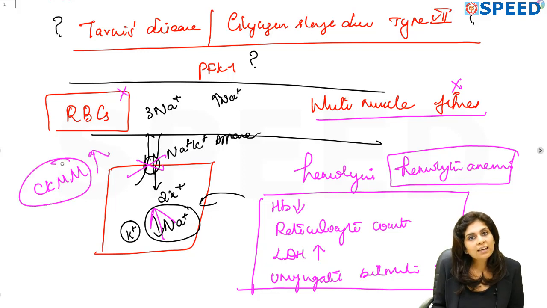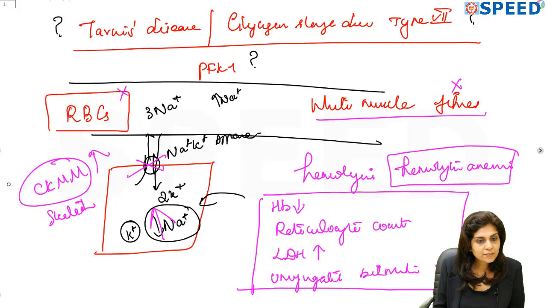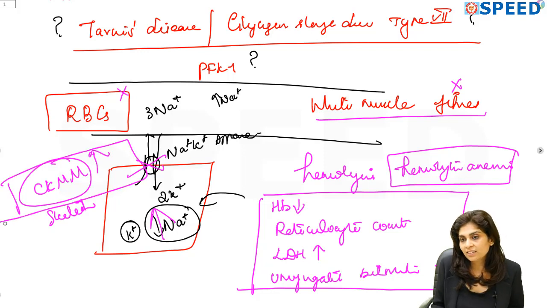Yeah, we know CK has three isoforms, MM, BB and MB. MM is present in skeletal muscle. So that isoform level is elevated in circulation, denoting that in this condition, white muscle fiber is also affected. Okay, if you don't understand these concepts, if you try to just memorize, okay, Tarui's disease, a defect of phosphofructokinase 1 and it presents with hemolytic anemia.